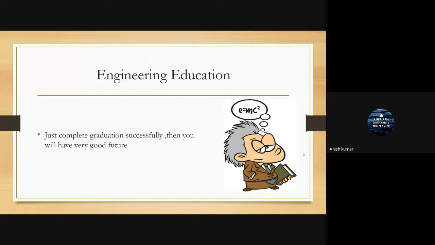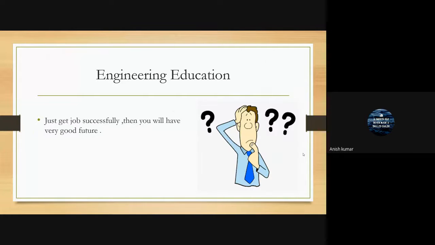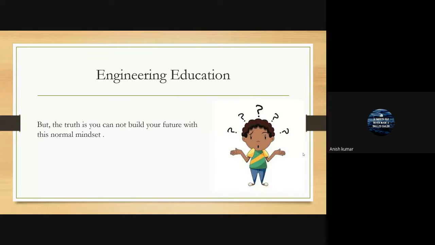With some extra force, you are just completing the things. It's not with your interest. That is the main thing. And finally, people used to say, just get a job successfully. After engineering, you must get a job. We are studying engineering for a job. No, right? Then you'll have a very good future. Is it so? If you get a job, will you be able to have a very good future? Not possible, right?